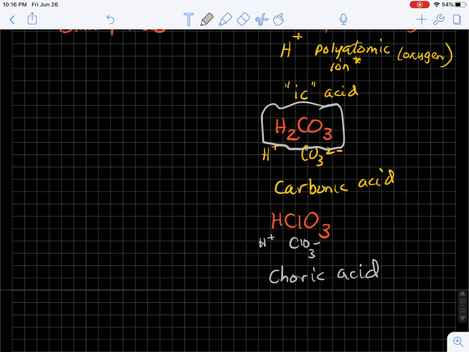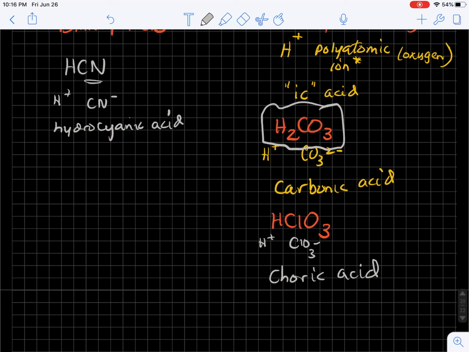However, if it comes from the polyatomic group cyanide, so HCN, cyanide is a polyatomic ion, CN minus. So this comes from H plus CN minus. Now that's not one of the ones you have to memorize, but this would actually be called hydrocyanic acid. The polyatomic group does have to have oxygen in it.